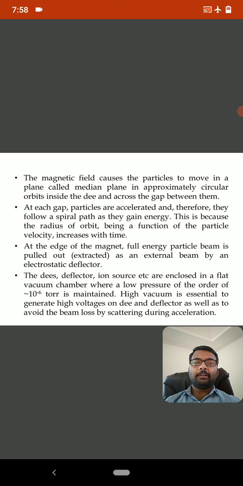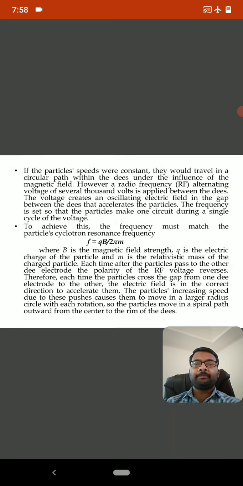This high vacuum is essential to generate high voltages on the D's and deflector, as well as to avoid beam loss by scattering during acceleration. So in order to avoid the beam loss by the scattering phenomenon and to generate high voltage on the two electrodes, that is the two D's and the deflector, all this equipment is placed in a high vacuum. For that purpose this high vacuum is essential.